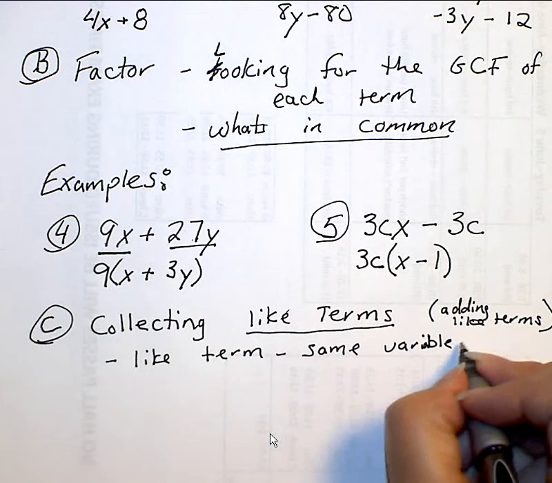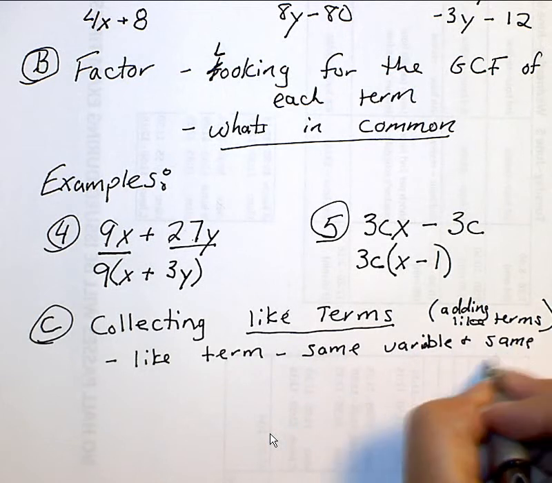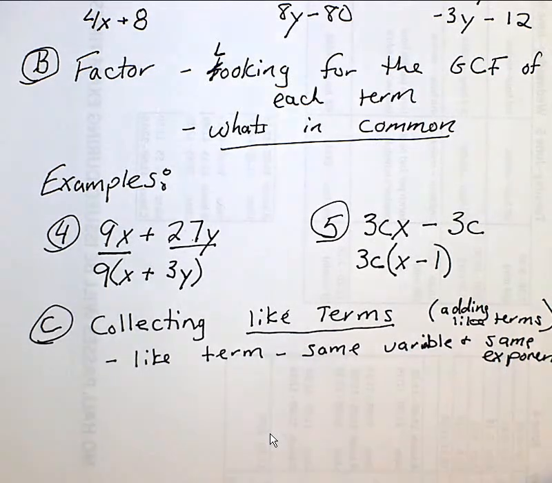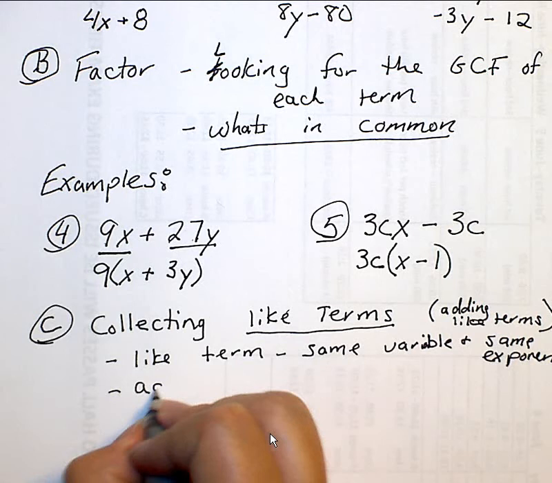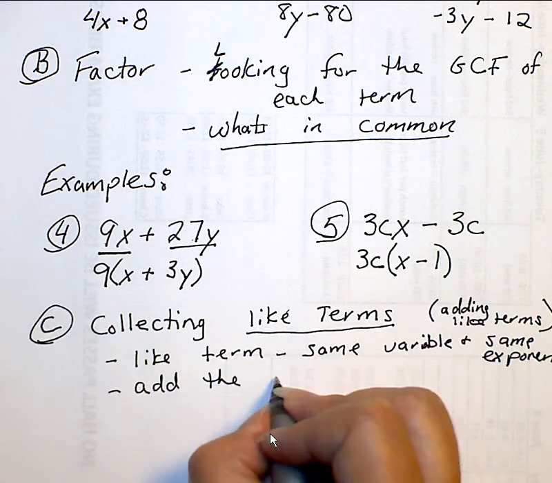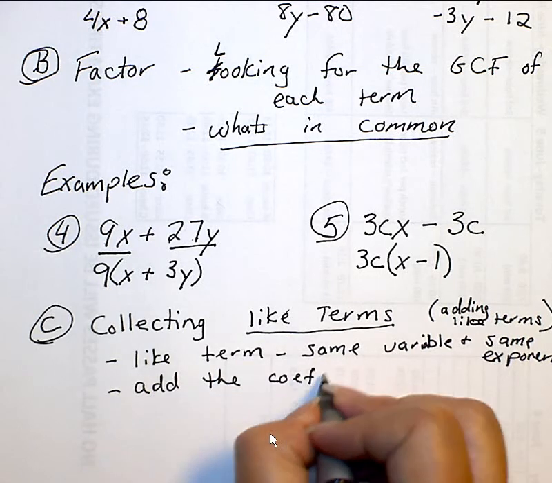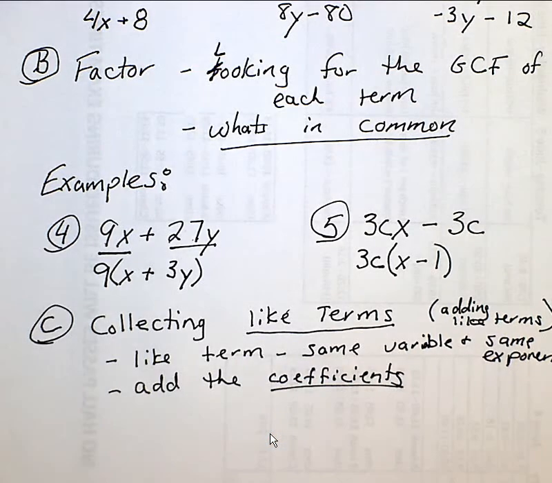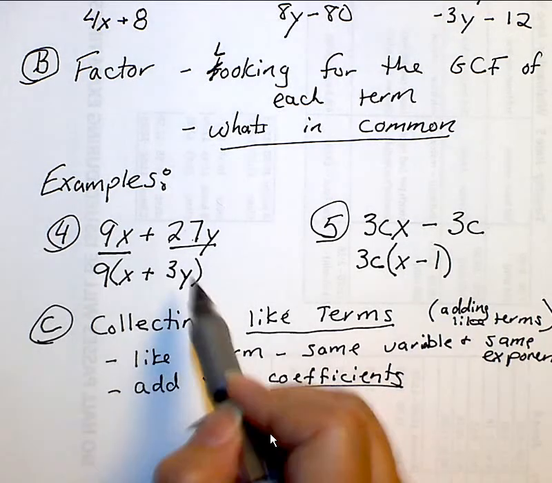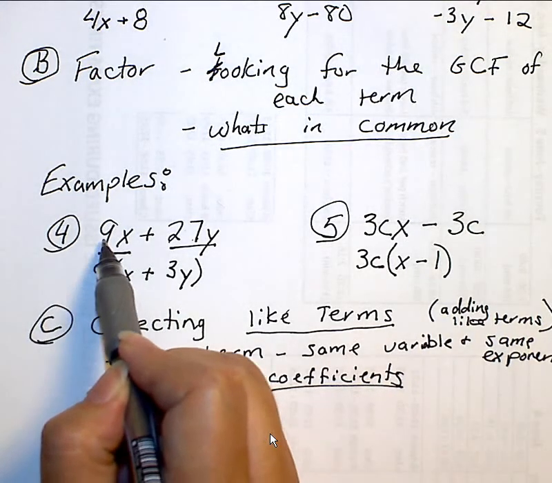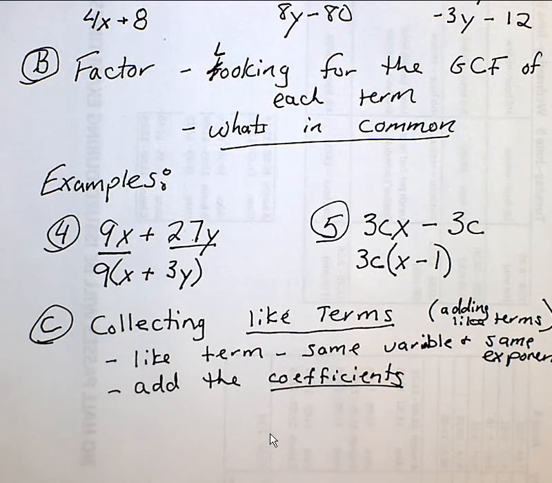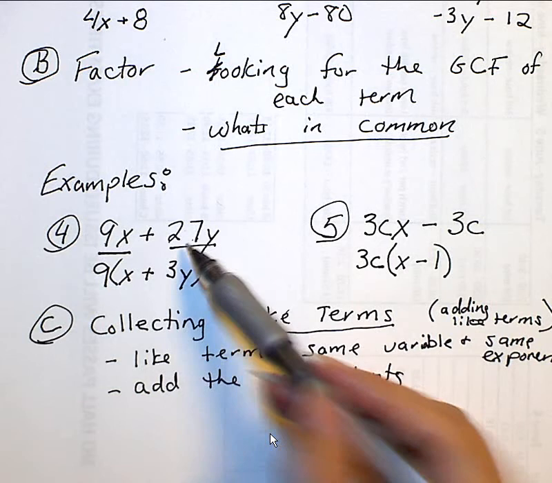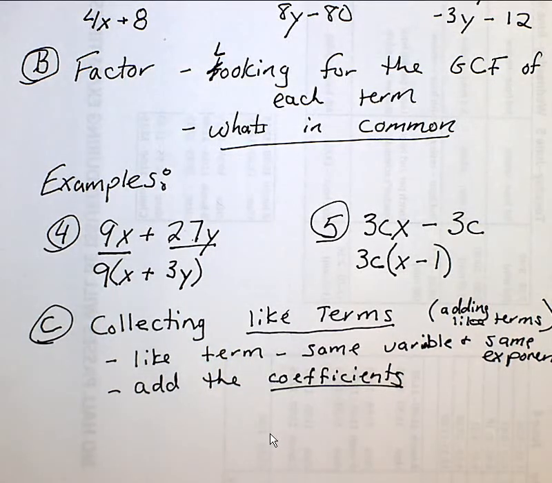And same exponent. And remember, what you're doing is you're adding the coefficients. Does everybody know what a coefficient is? If I asked you right here, what is the coefficient of 9x? What is the coefficient? 9. The coefficient of 27y is 27. So the coefficient is just the number in front of the variable.